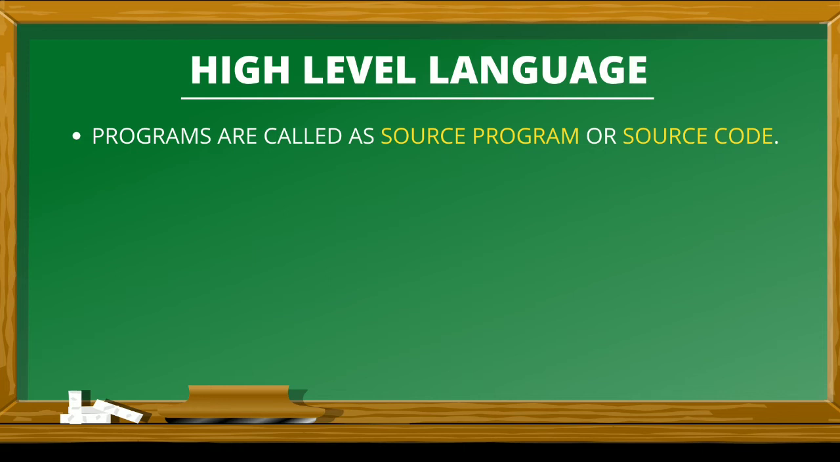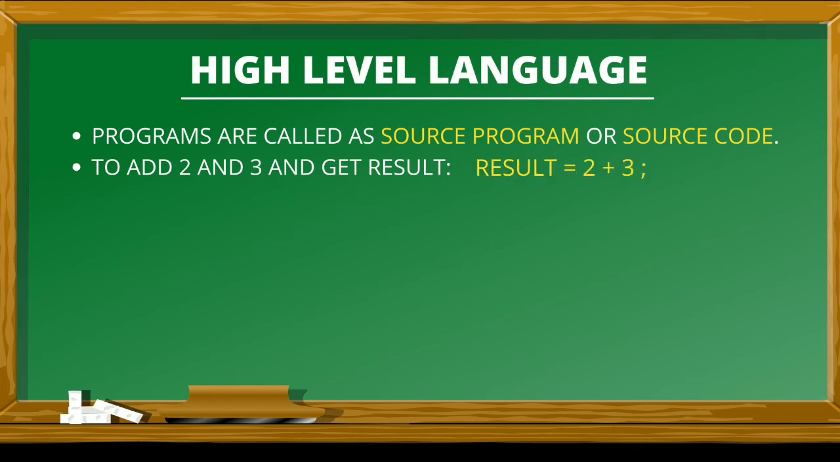Now let's see this example. If we want to add 2 and 3 and get the result, we do something like this in Java. This is an instruction written using a high-level programming language. So this is a statement. And this is very similar to mathematics. Here you are saying that we want to store inside the result the answer of 2 plus 3. So 2 plus 3 will be calculated. So we get 5 and 5 will be stored in the variable result.